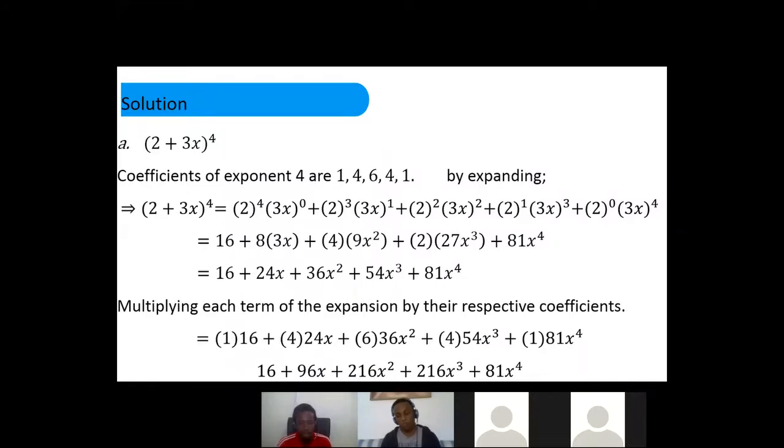So when you simplify that, 2 exponent 4 will give us 16. 3x exponent 0 will give us 1. So 16 times 1 is 16.